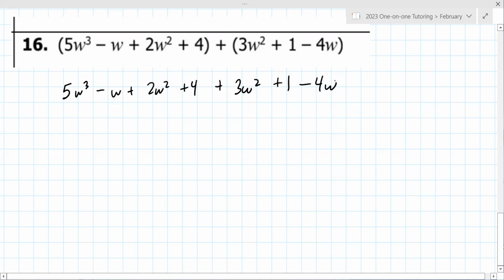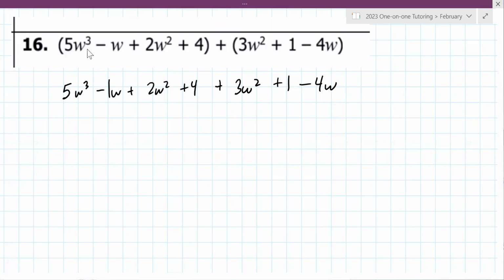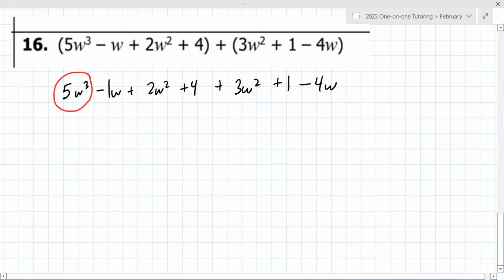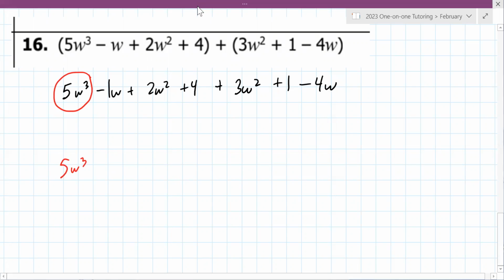Pretty long. Now what's in front of this W that's not written? A 1. It's a 1. Okay, so we start by looking at the highest power. So 5w cubed. Is there any other w cubes that you see? 2w squared. It's got to be a cube. Cubed, power of 3. Any other powers of 3? No, there isn't. So that one just comes down.